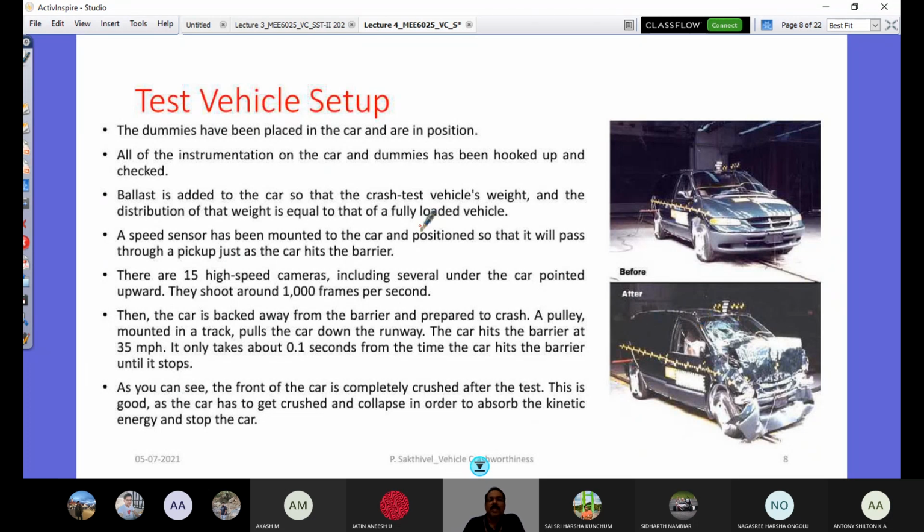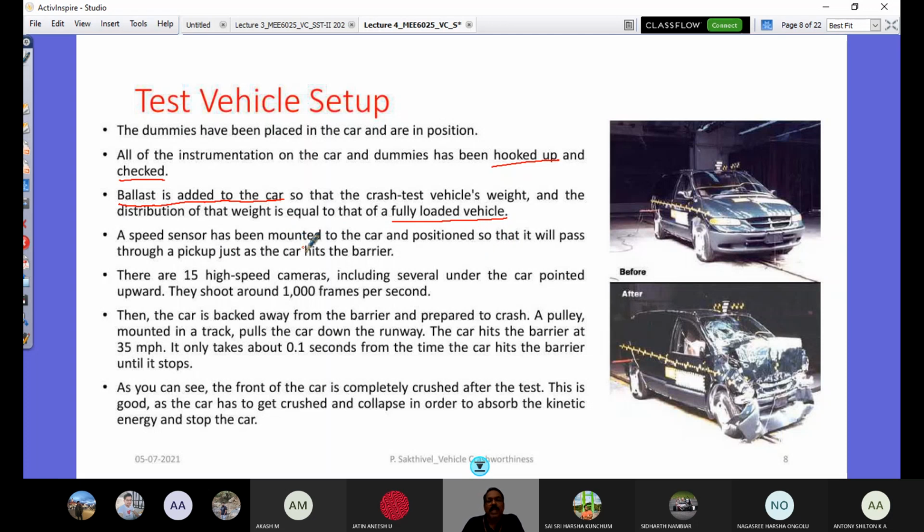So the dummies have been placed in the car and are in position. That's what is set to go for the test. All the instrumentation of the car and dummies have been hooked up and checked. So there will be a pre-check before executing this test. All sensors are functioning or being corrected and made ready. And also important, ballast is added to the car so that the crash test vehicle weight and its distribution of that weight is equal to that of a fully loaded vehicle. So the test is conducted to simulate a fully loaded vehicle.